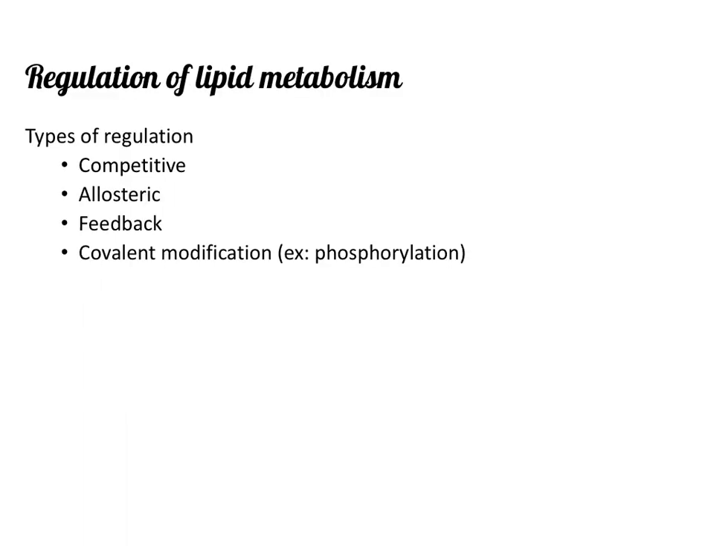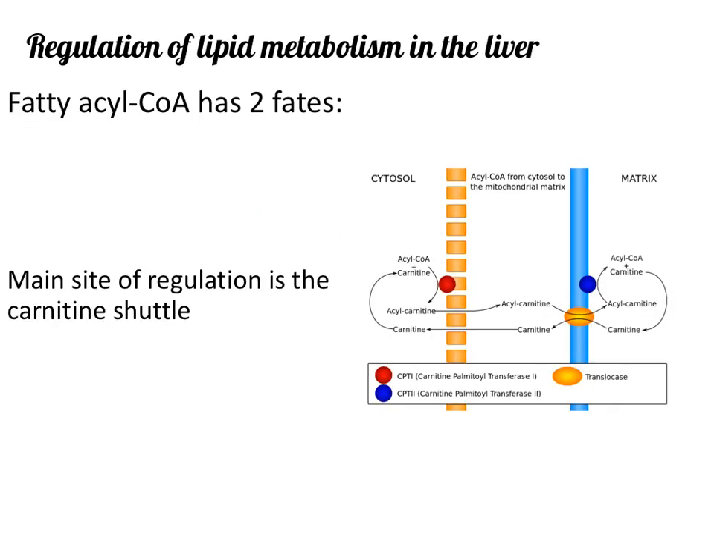So these are the different types of regulation that we're going to meet in lipid metabolism. So we're going to have competitive inhibition, some allosteric activation and inhibition, feedback, and then covalent modification. So this is the post-translational phosphorylation and dephosphorylation. So we're going to meet all of these, and we're going to have as many enzymes to look at, though. So that's a good thing.